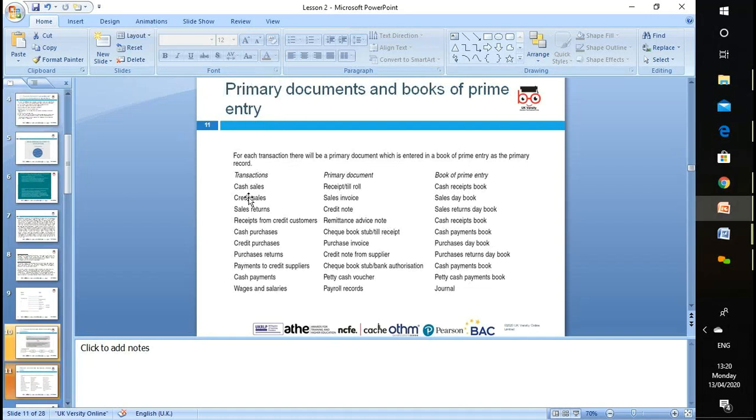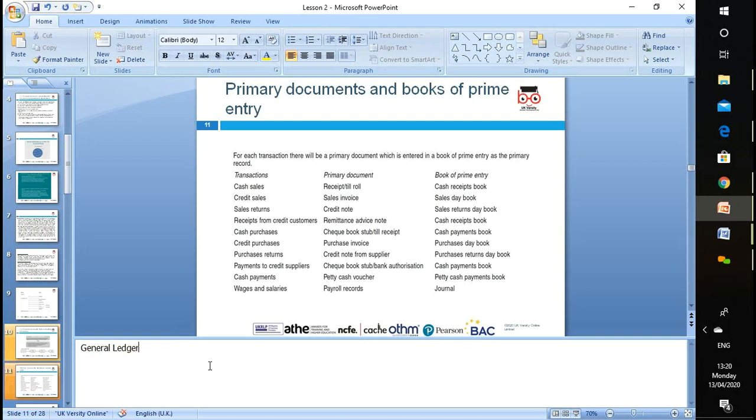Okay, now these are transactions: cash sales, credit sales, sale return. These are all transactions. Primary documents are sale invoice, credit note. Book of prime entry, we have a separate book to record each transaction, like sale transactions in the sale day book, purchase transactions in the purchase day book, sale return, and the cash when we receive, we will record. And these are called books of prime entry.